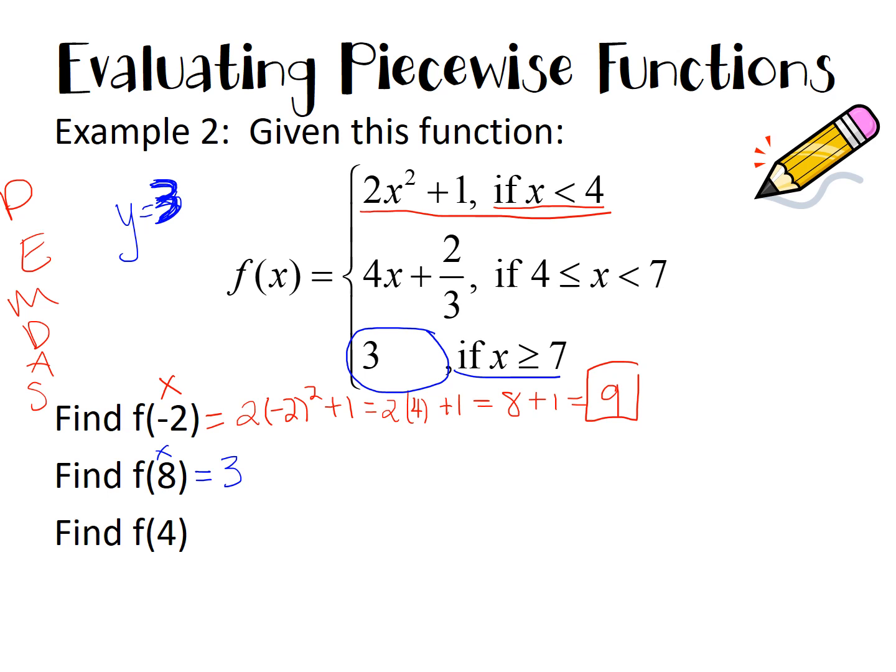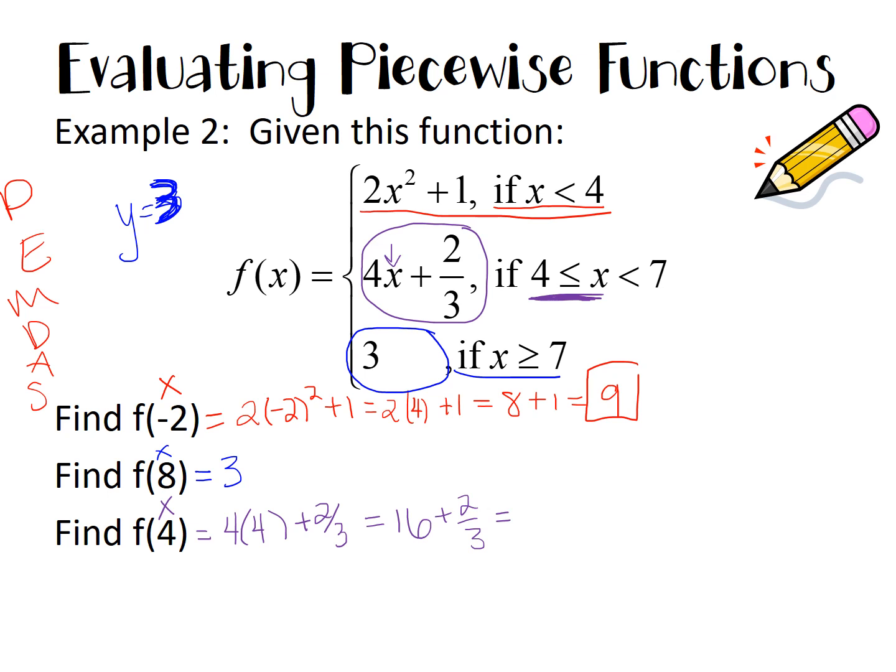Now we need to find f of 4. Okay, so when x is equal to 4, we're trying to figure out which of the 3 pieces we are plugging 4 into. Well, when x is greater than or equal to 4, we plug it into that second piece, or that middle piece. So we're going to plug 4 into this piece. So we're saying f of 4 is 4 times 4, all plus 2/3. So we get 4 times 4 is 16 plus 2/3.